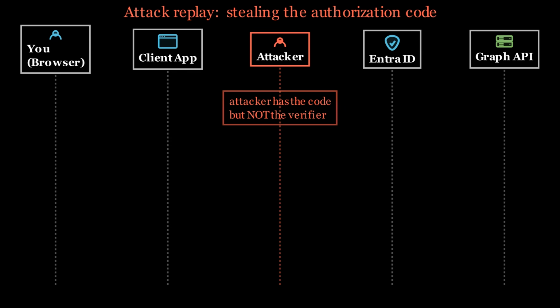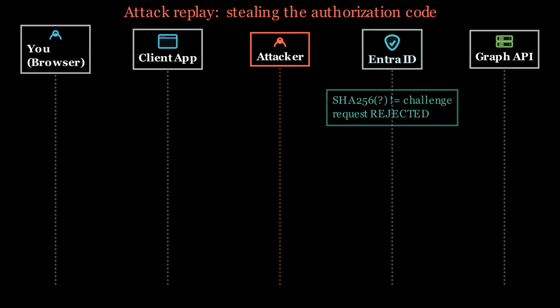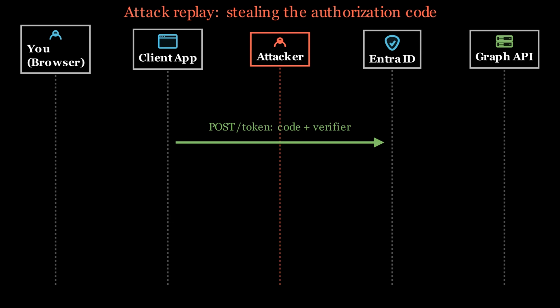In plain OAuth, this was game over, but the code is only half the key. They race to the token endpoint and present the stolen code. And Entra asks the one question they cannot answer. Where is the code verifier that hashes to the challenge from step 1? The verifier never left the real app. Rejected. Meanwhile, the legitimate app redeems the code with its verifier, and everything proceeds normally.